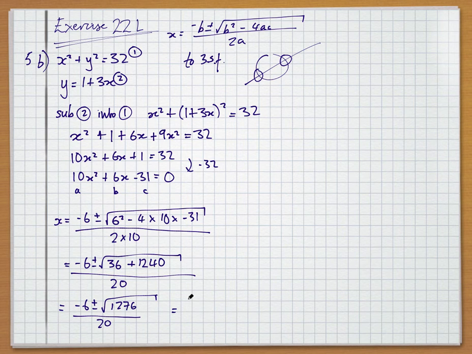which gives me, if I do the plus version, minus 6 plus that divided by 20 gives me 1.486, or the other version, minus 6 take away square root of 1276 all divided by 20 gives me minus 2.086.